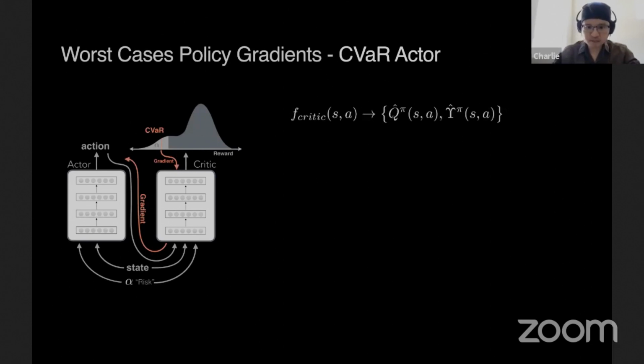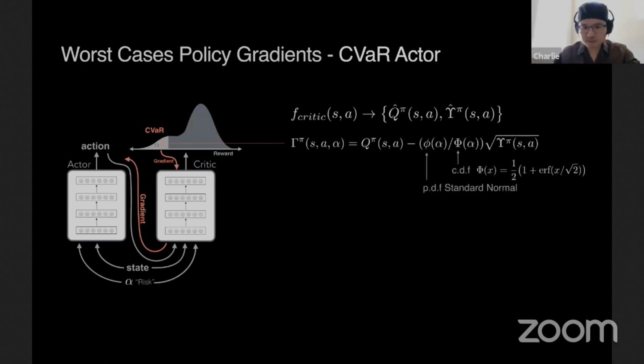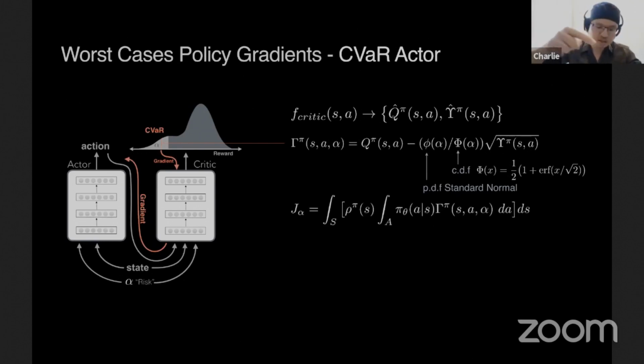So what we do is we take our critic, and given our estimate of the distribution over Z, the future return, we can compute this gamma pi value, and this is the conditional value at risk. And we can compute it in closed form because this relates to the CDF and PDF of the standard normal distribution. So it's really quick to compute, and this is highlighted in red. And so what we're going to do is take the conditional value at risk, gamma pi, and backpropagate it through our critic, and then also through our actor.